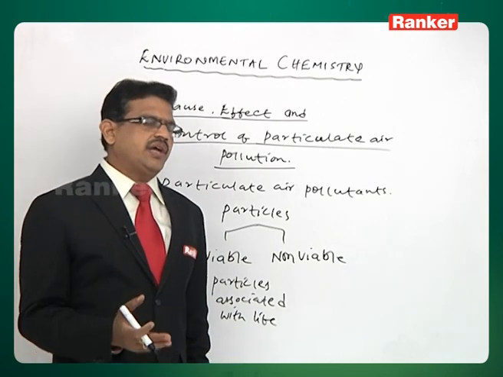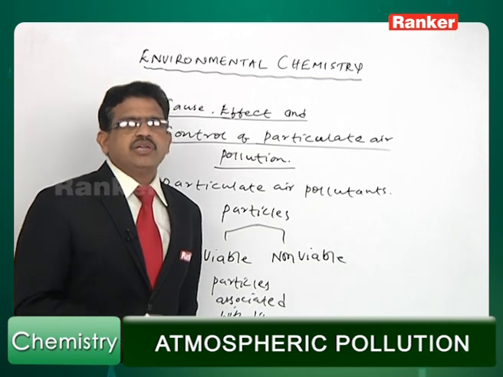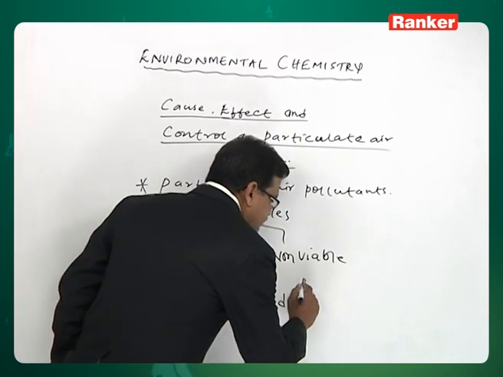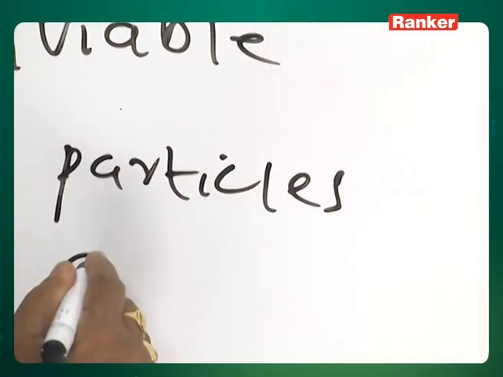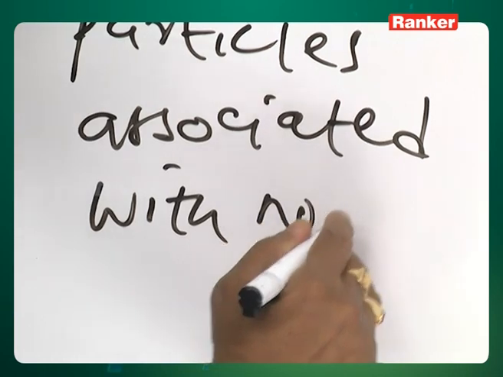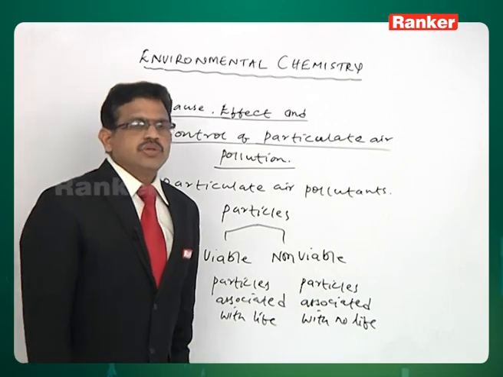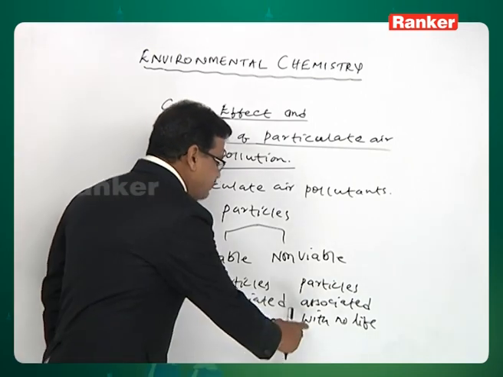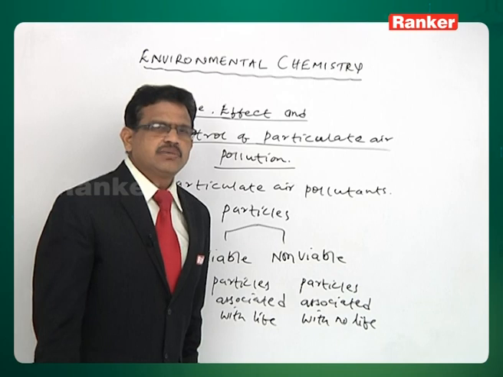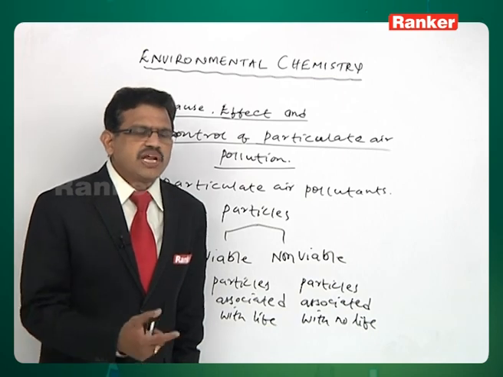Number two, I give you examples for this. Examples are cigarette smoke. The cigarette smoke consists of a non-viable particle which is not associated with the life. So you can write here as particles associated with no life. This you can understand as a non-viable particle. It is obtained, smoke is coming by burning the cigarettes. It's nothing but carbon or organic matter present, tobacco in it. So there is a non-viable which is having no life. It is not associated with the life.